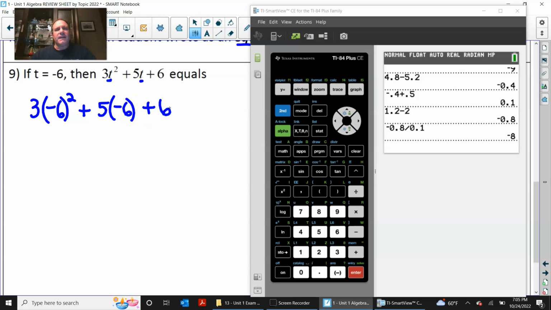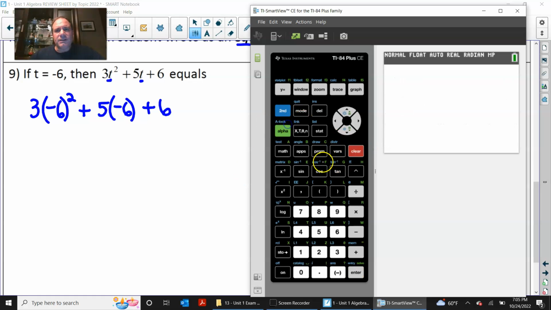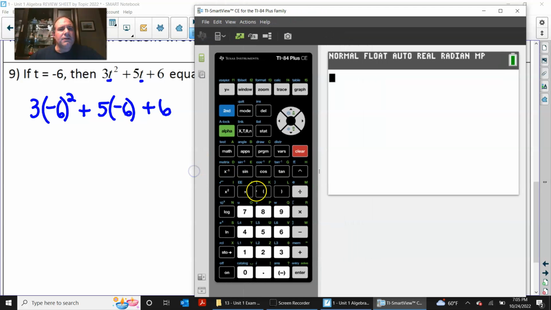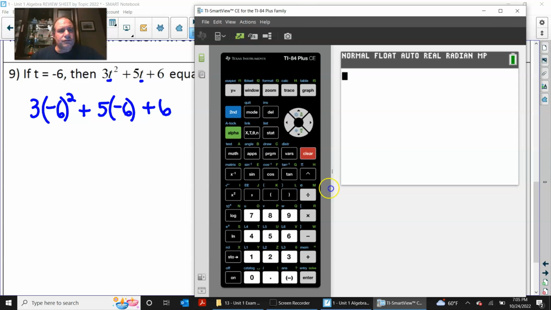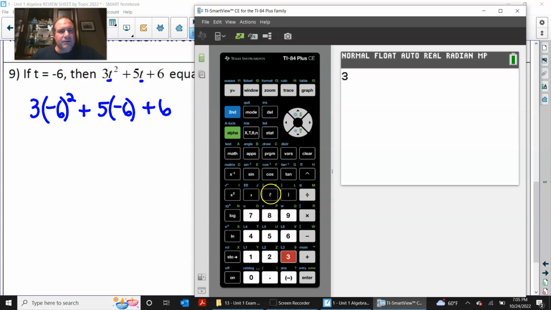Now, I don't want you to do any of this by hand. You're going to go to your calculator. I'm going to clear it out, and I'm going to try to make this a little bigger. All right. So I'm going to put 3. I'm going to follow exactly what I wrote here. In parentheses, -6, close parentheses, squared. Plus, I didn't deviate from what I wrote down at all. 5 times -6, close parentheses, plus 6.